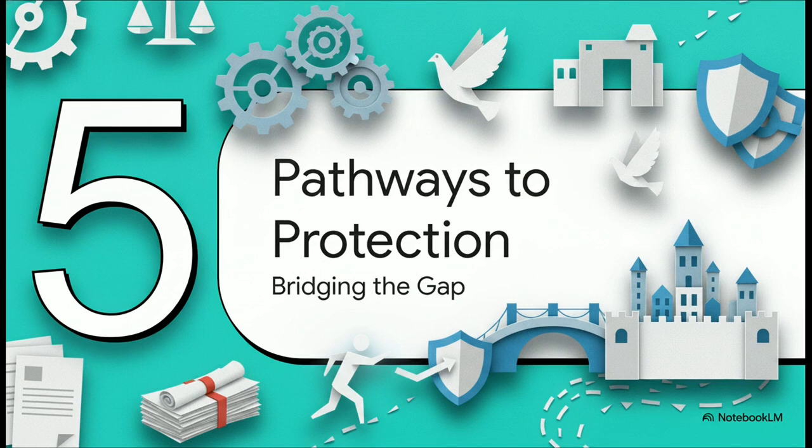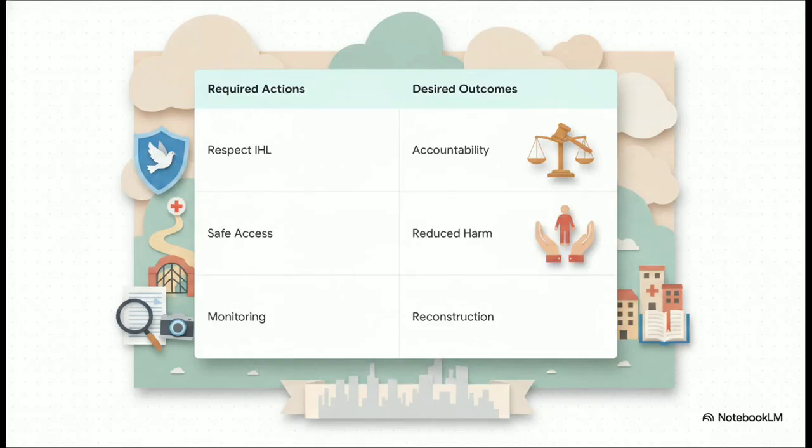So how does the international community actually bridge that massive gap between paper and reality? Improving this situation requires a massive, coordinated effort from multiple actors. The required actions are crystal clear. All parties literally must respect international humanitarian law, and there has to be guaranteed safe access for humanitarian organizations right there on the ground. We also desperately need strong, independent monitoring and documentation of what's actually happening. When those actions are taken, it really paves the way for meaningful accountability.